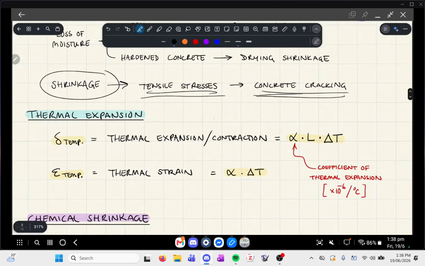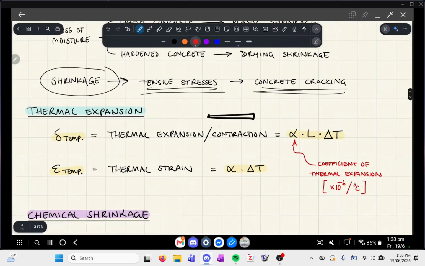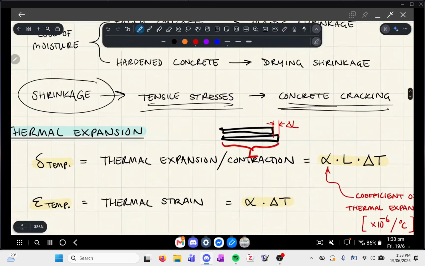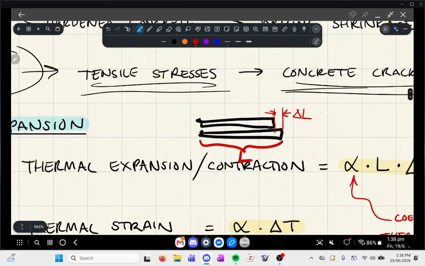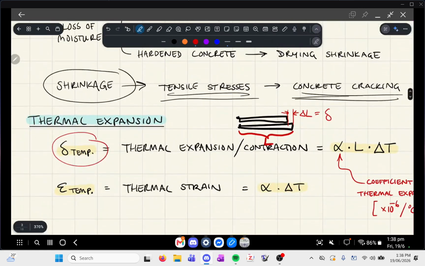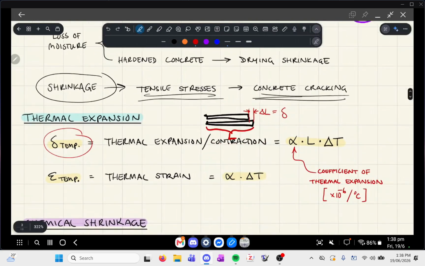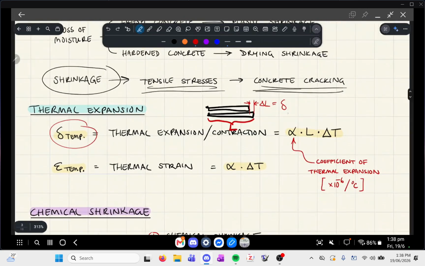Okay, so if we're measuring concrete in one dimension, and let's just say that is L, the idea is that if the concrete is shrunk by some amount, this is delta L, or in the context of how we've written it here, lowercase delta. And we're talking about this kind of contraction in terms of one dimension, okay?